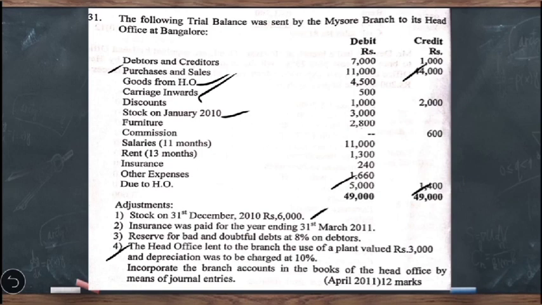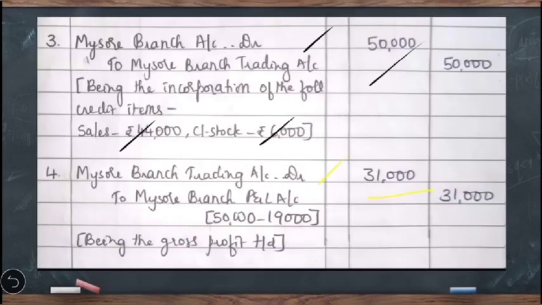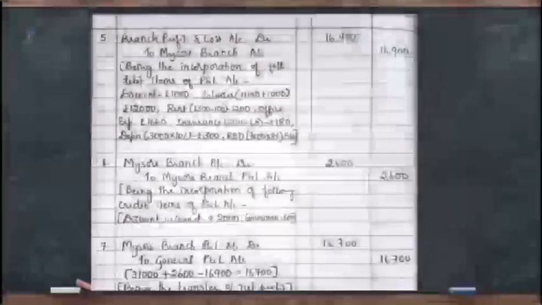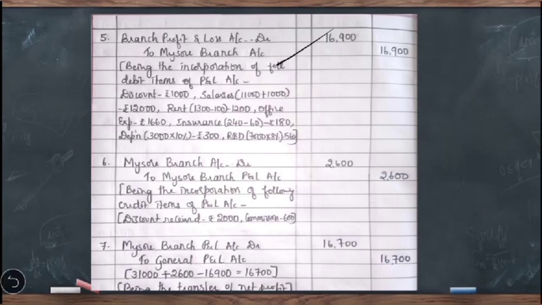So to incorporate that, what is the entry required here? The entry is branch profit and loss account debit to branch account. In the narration we show: being the incorporation of the following debit items of profit and loss account, that is discount allowed 1,000, salaries for 11 months 11,000 plus 1 month's outstanding, together 12,000. Then rent 1,300, from which we deduct the prepaid amount of 100, so the actual rent will be 1,200.